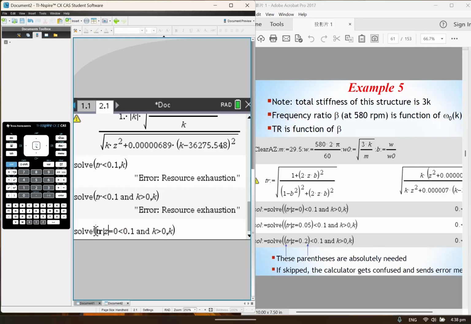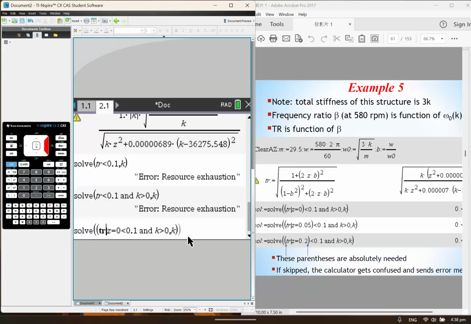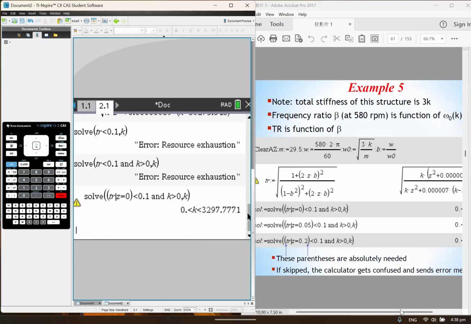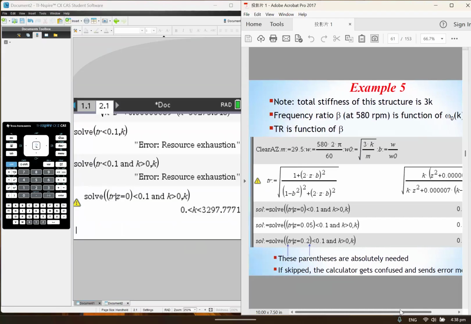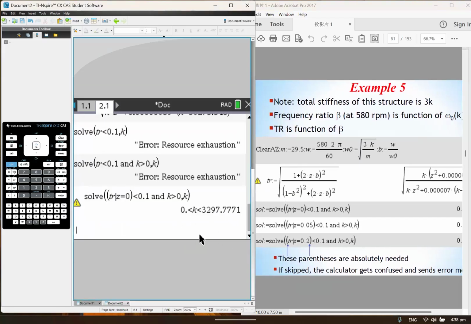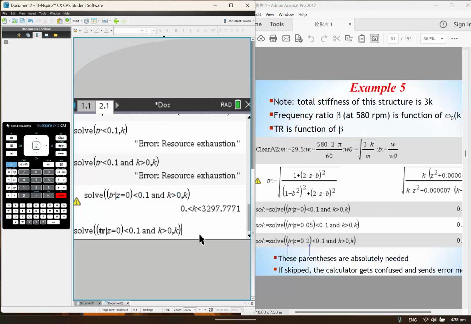Okay, so it's really the transmissibility in the particular case where Z is equal to 0, all that as a function of K has to be less than 0.1. Now you should be able to solve it. And it gives you the range of K, to be anywhere from 0 to about 3.3 kilonewtons per meter. So now everything is smooth sailing from here.